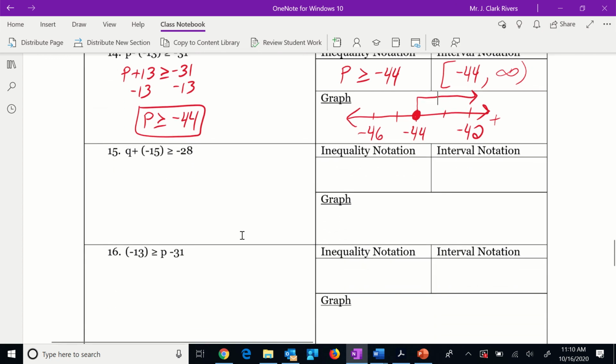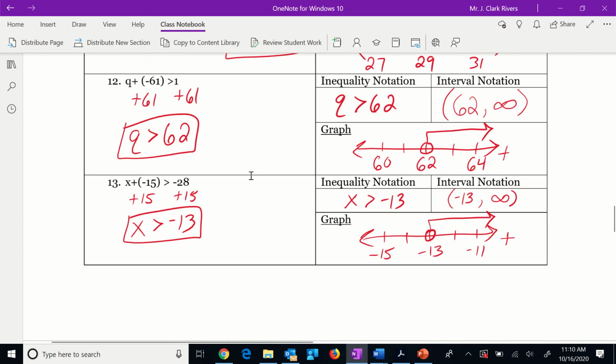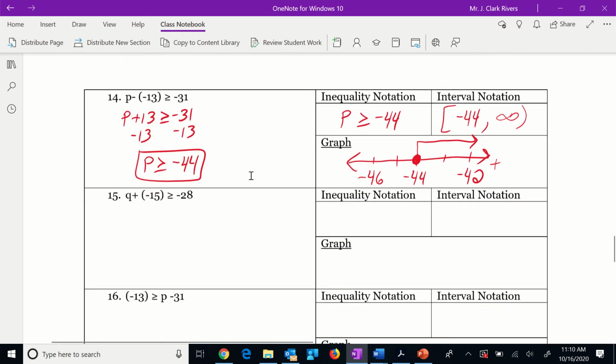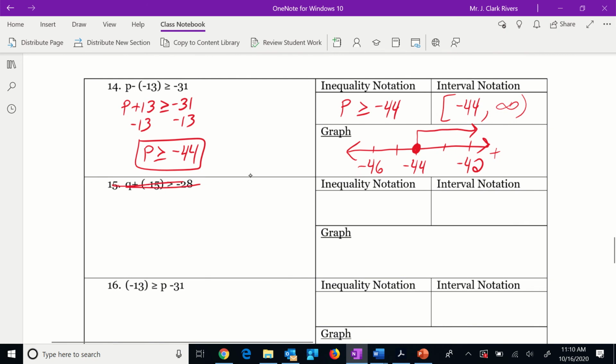Number 15, q plus negative 15. Did we already do this one? I think, yeah, we already did this one. It was an x instead of a q. We did that one already.